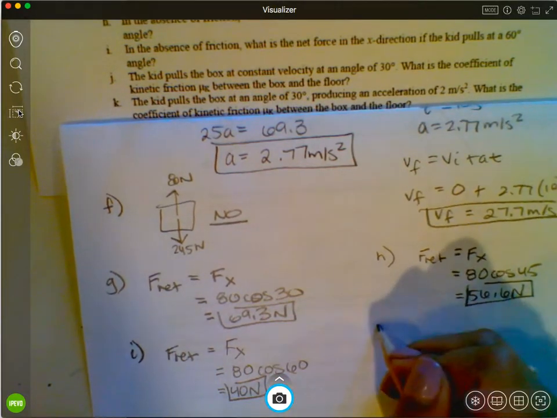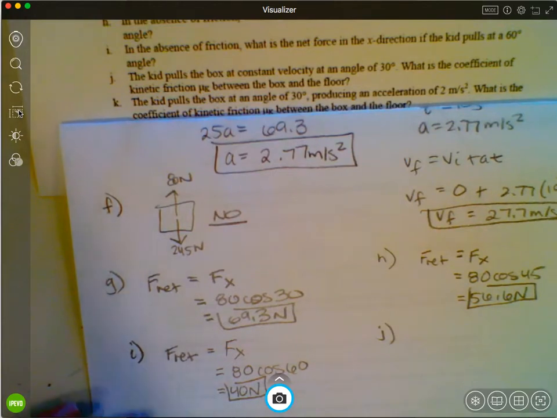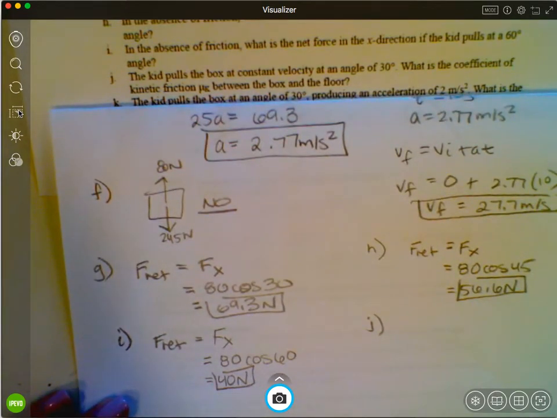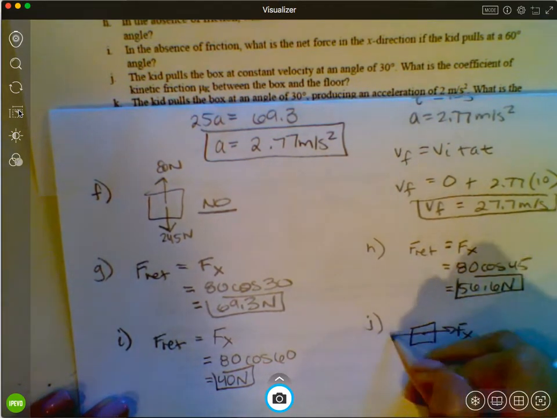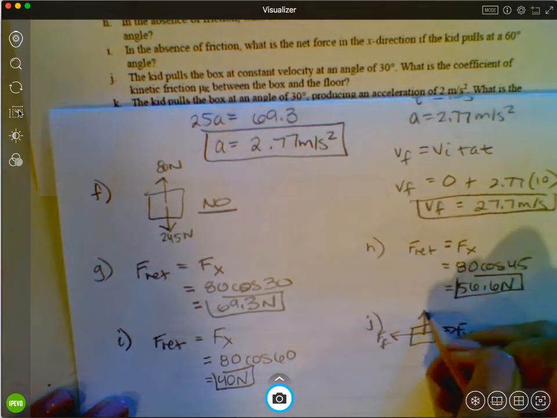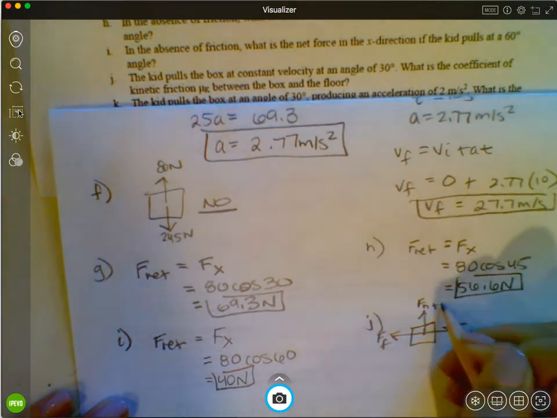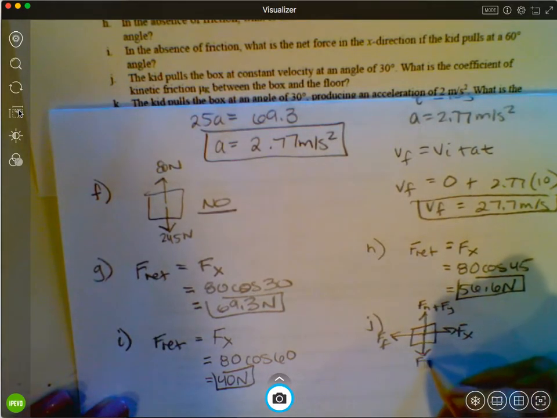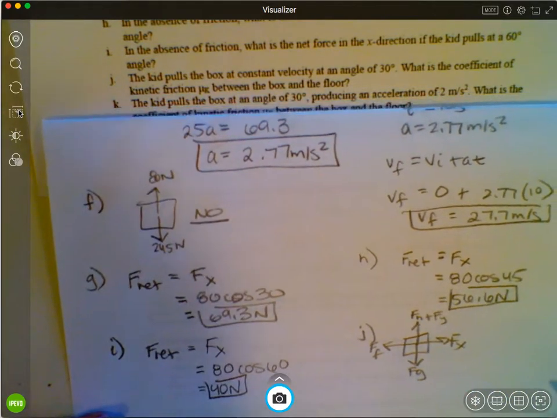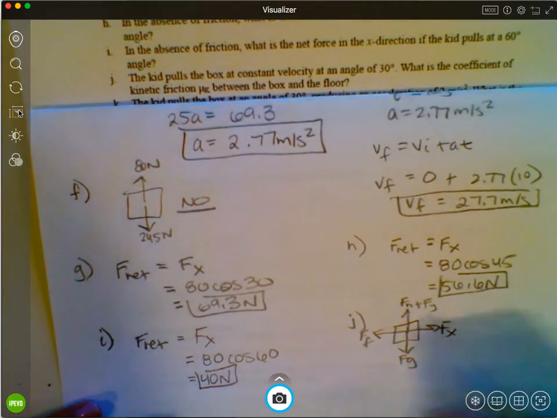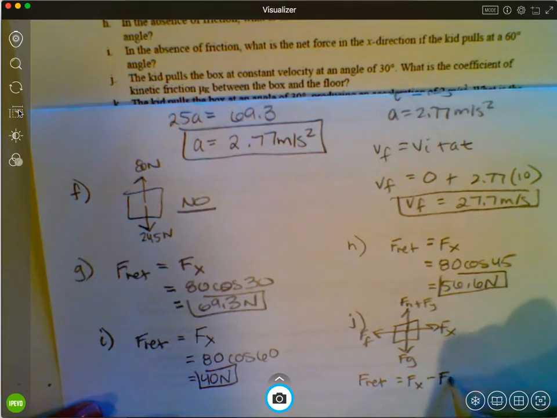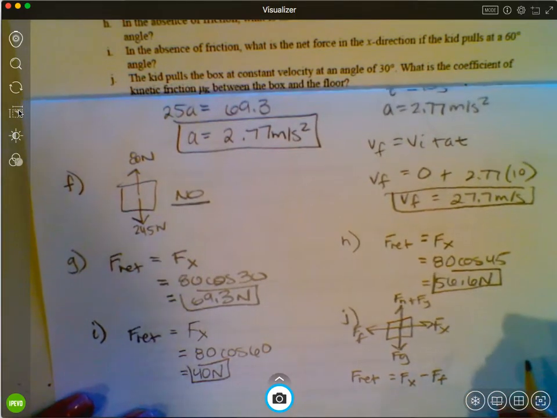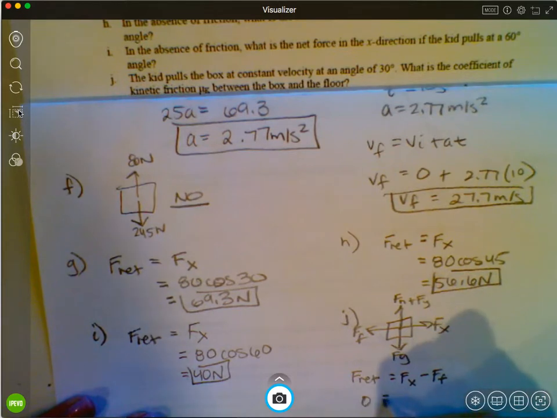Okay, so then J. The kid pulls the box at a constant velocity at an angle of 30 degrees. What is the coefficient of friction? Okay, so if it's at a constant velocity, now we know there's friction. So just redraw the free body diagram. At an angle of 30, so now our net force equation equals Fx minus friction. Right. Constant velocity means that net force is 0.